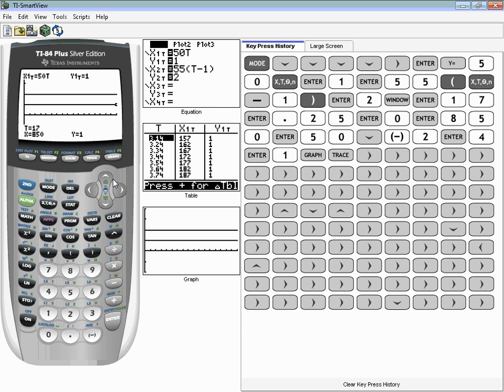What did you come up with? You said between 53 and 54? Anybody else? Close to 52. Yeah, I had written down between 51 and 52.